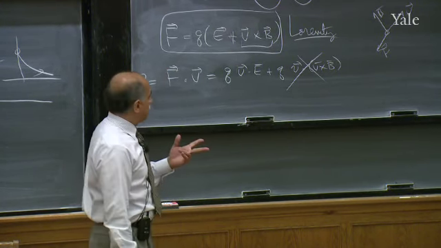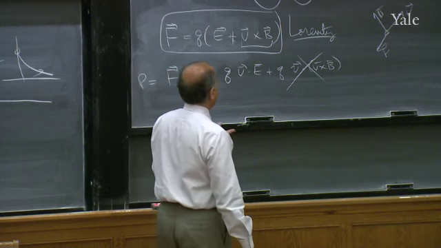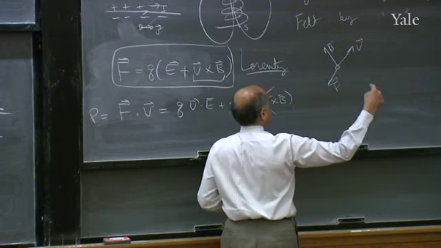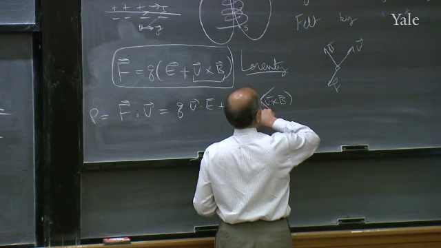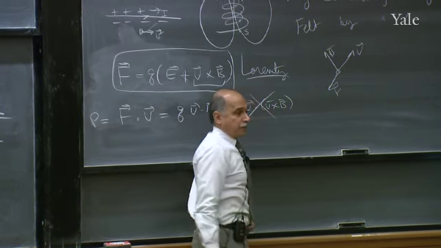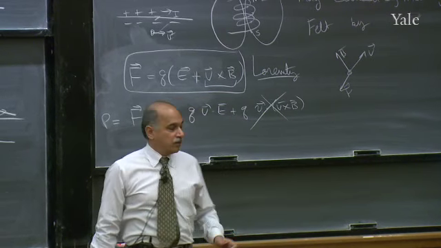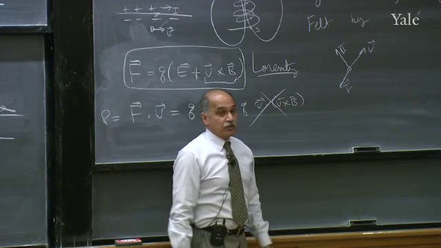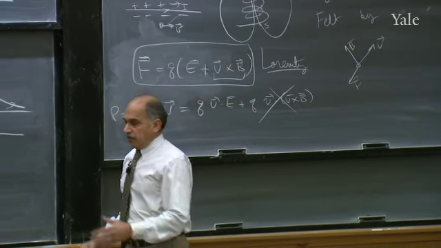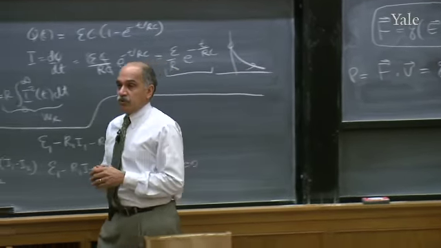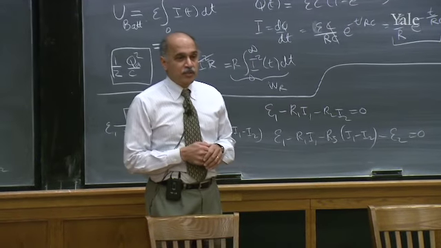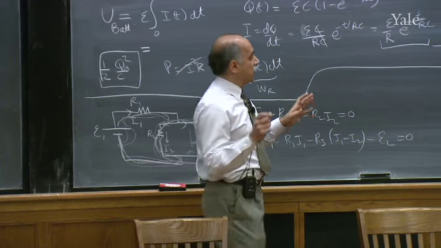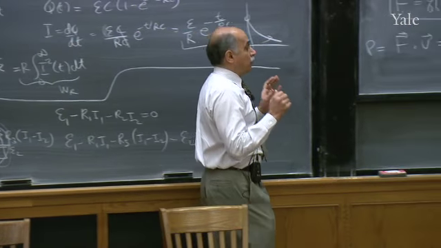V cross B is orthogonal to both V and to B. So in this case, if V and B are in the blackboard, V cross B is outside the blackboard. Its dot product with anything in the blackboard is 0. So whenever you have a vector dotted with itself crossed with something else, the answer is 0. That means the magnetic force is always perpendicular to the motion of the particle. That means it doesn't do any work. Never, not just weekends. Magnetic field doesn't do any work.